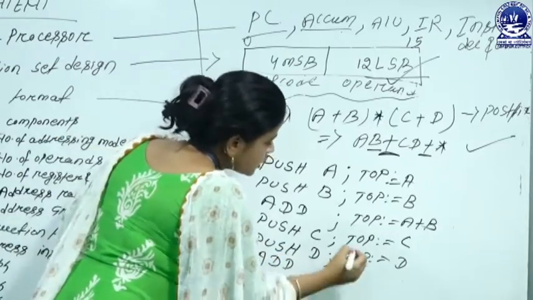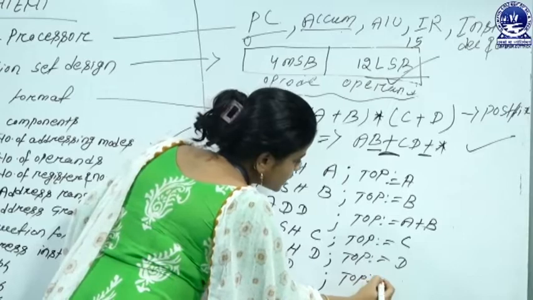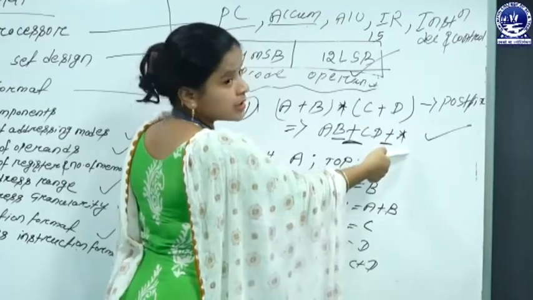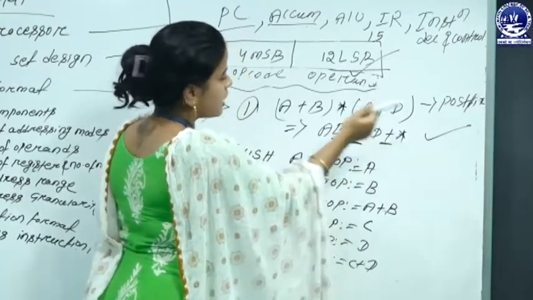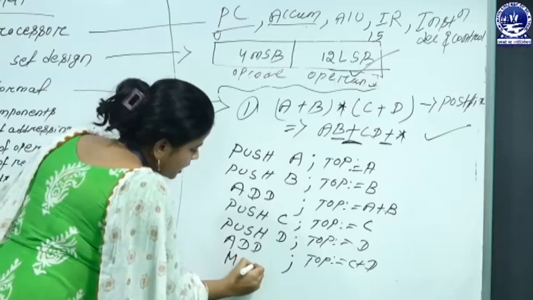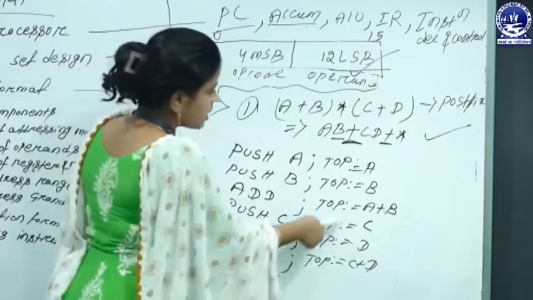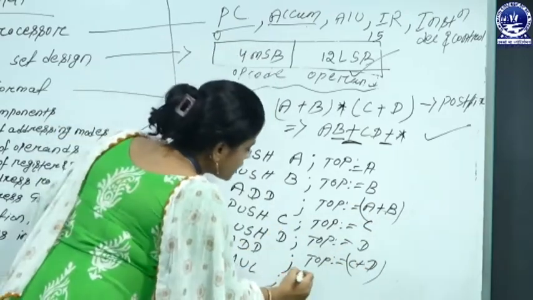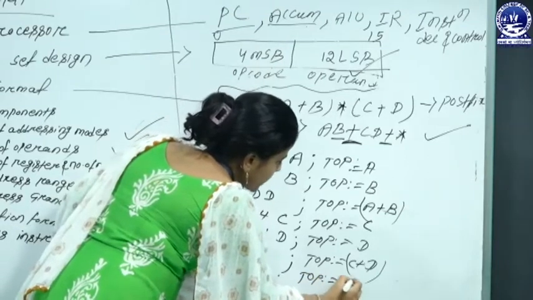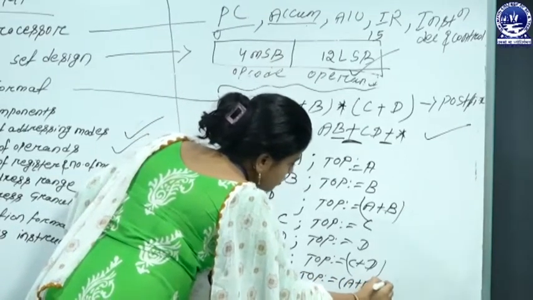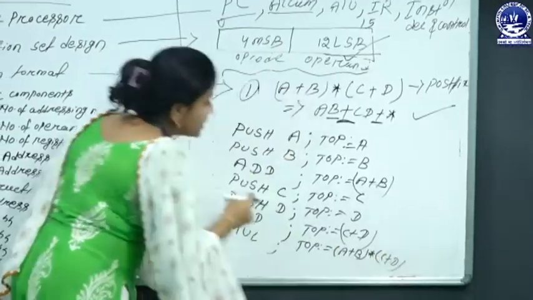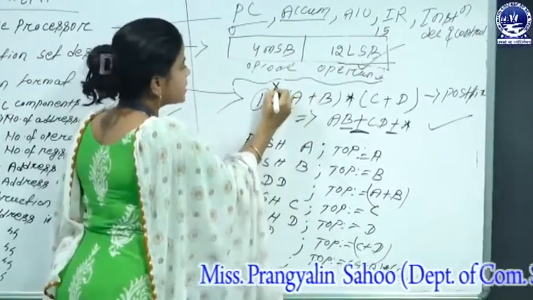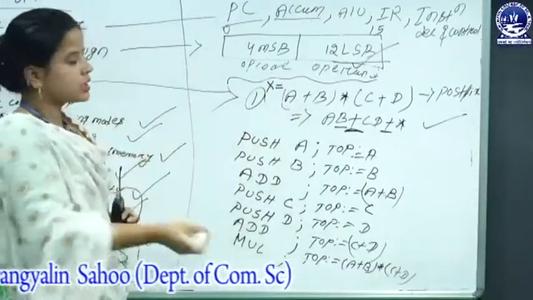That means the top of the stack holds the data value C plus D. After that, check which element arrives. Another opcode has arrived, that's multiplication. Multiplication means all the addition results are multiplied. That means the top of the stack contains the value (A plus B) into (C plus D). After all the manipulation is performed as the expression is given, the resultant outcome is stored in the location X.